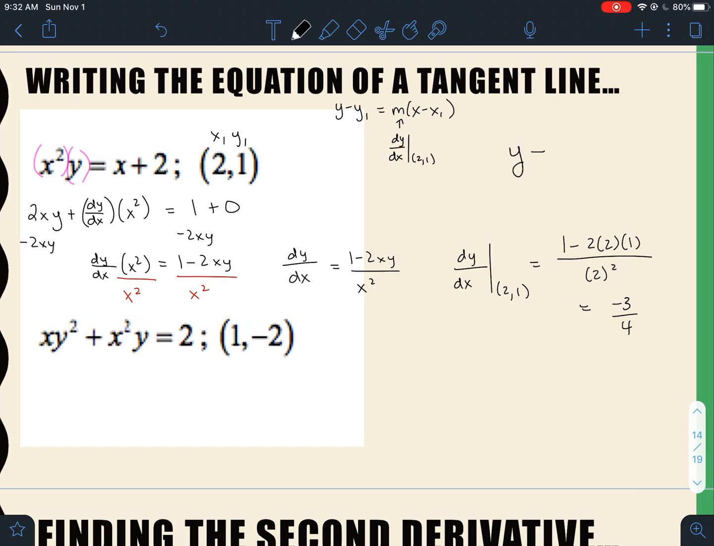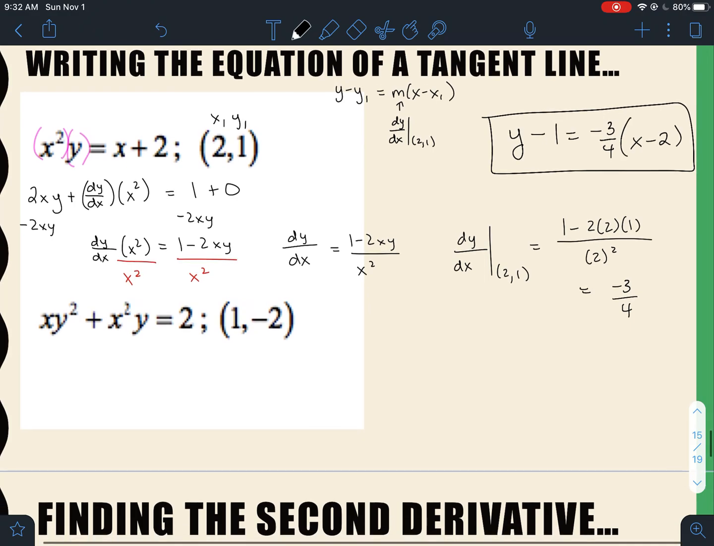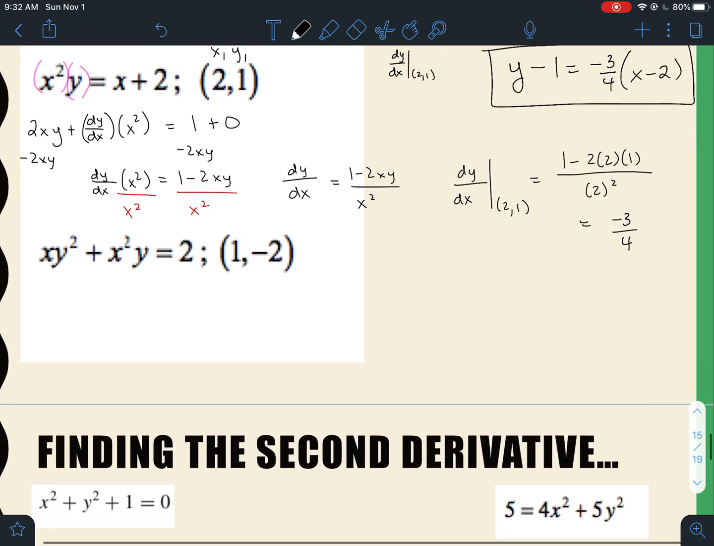So now the equation for my tangent line is going to be y minus y1. And we have x1 and y1 right here. So y minus 1 equals negative 3/4 times x minus x1, so x minus 2. And that would be the equation of my tangent line at the point (2, 1) for that relation. Let's look at the next one.